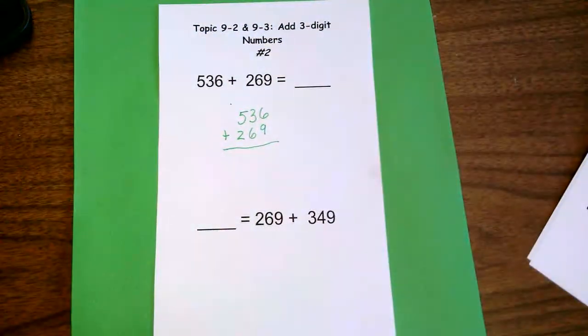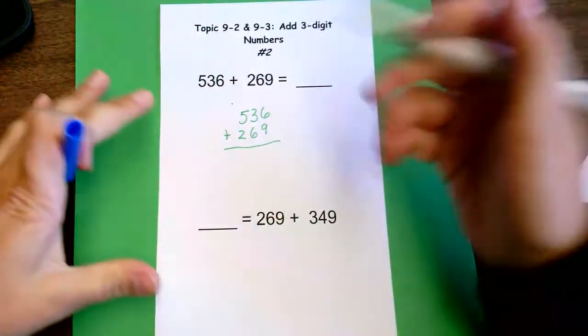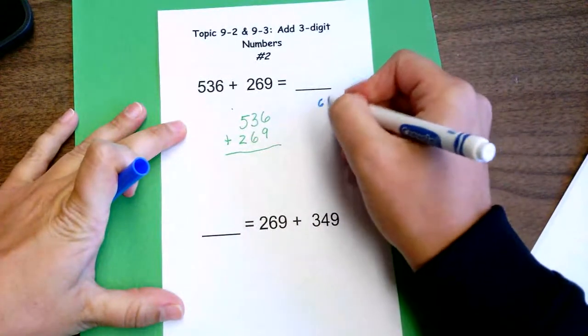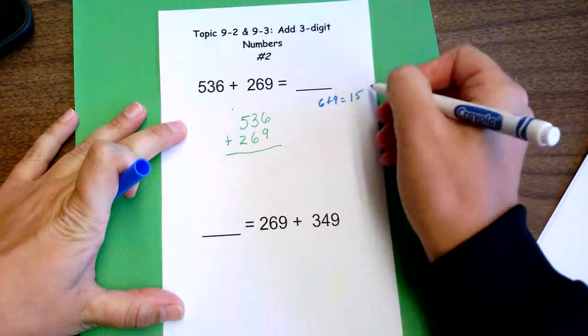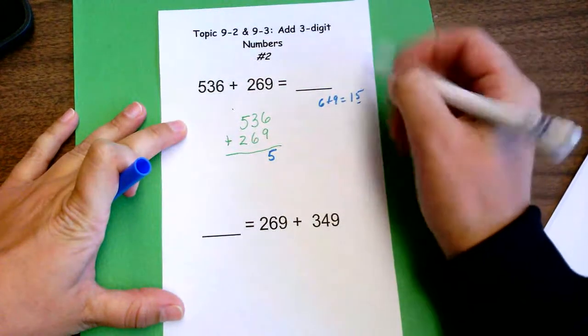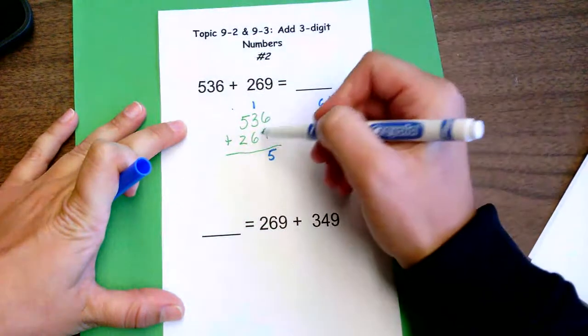Again, I want to start in my ones place. Always, always, always. 6 plus 9 is going to give me 15. And again, I can't put all 15 down. So when I see that I have 15, I'm going to take the 5 ones from that answer and put them in the ones column. And then that 10 can go up in our tens column.